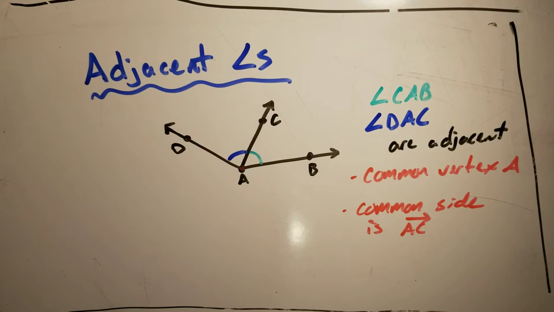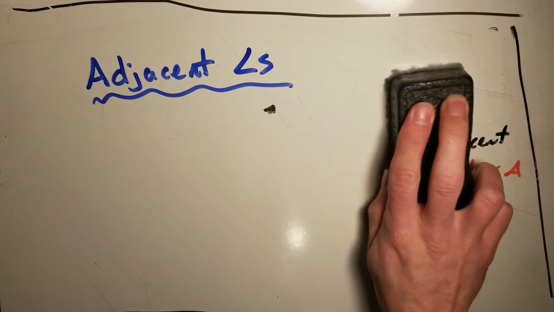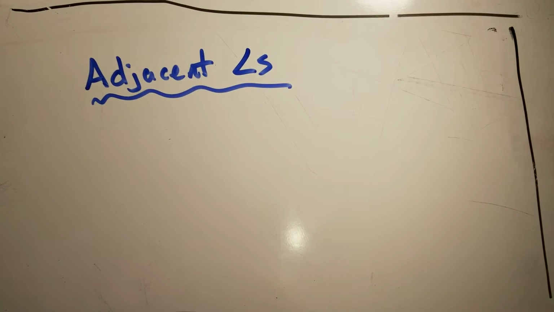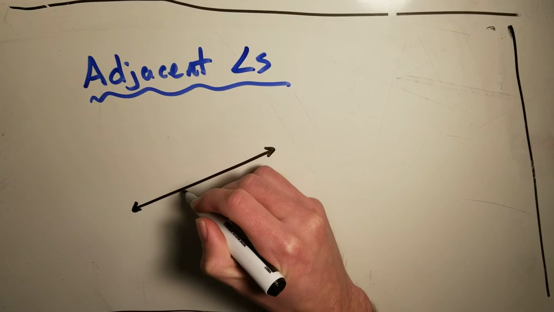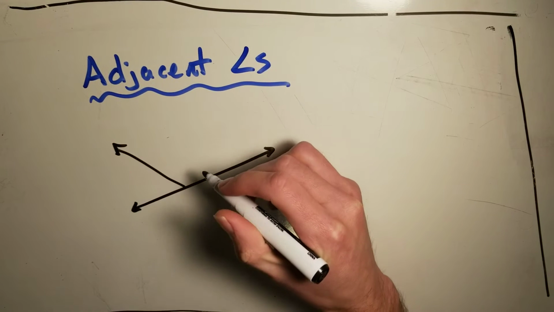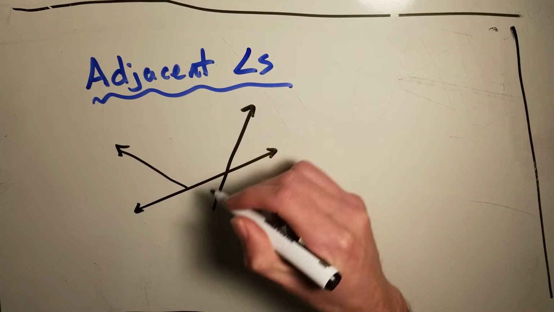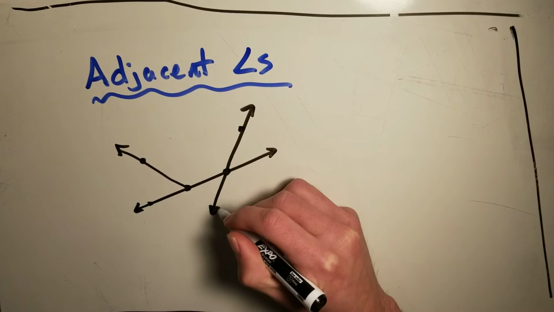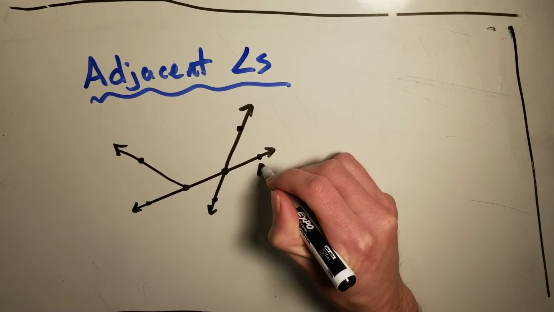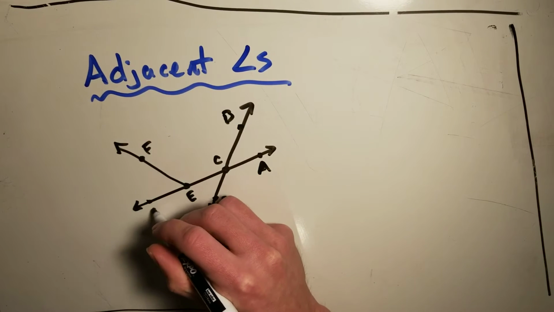Some people think of them like neighboring angles. They border one another. That side is what they have in common, along with the vertex. So, I'll draw a couple more examples of adjacent angles. Let's say we have, okay, we'll do this. We'll go right here. And then we're going to make a line that goes through. And we'll do a few in this one. This is point A down here, point B, point C, point D, E, F, and point G.